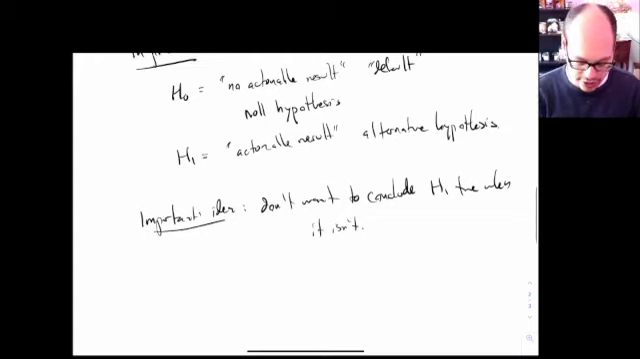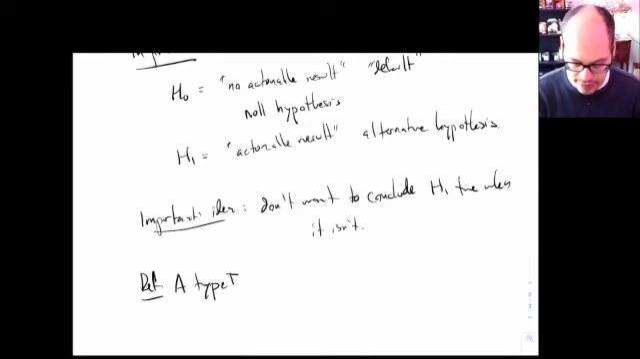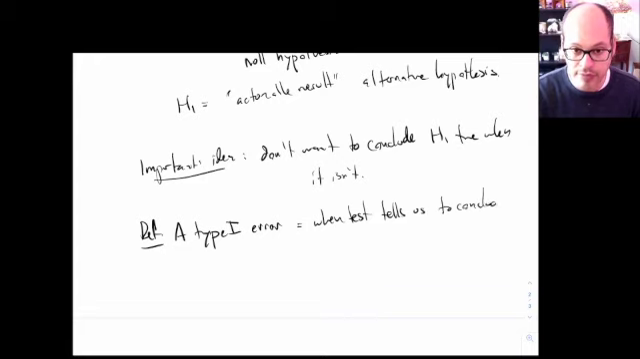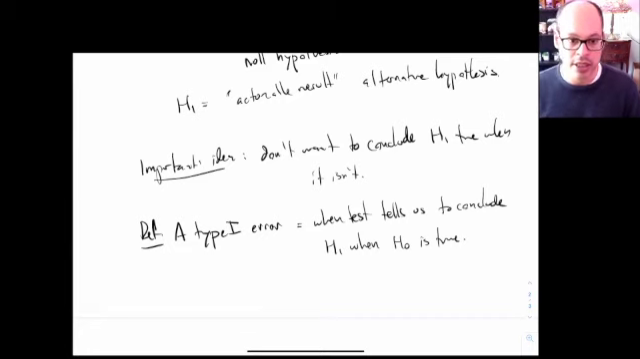Okay, so definition, a type 1 error is when the test tells us to conclude H1 when H0 is actually true. Okay, so this is what we don't want to do.